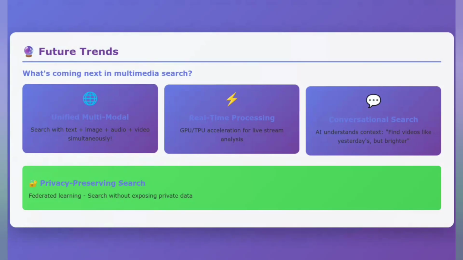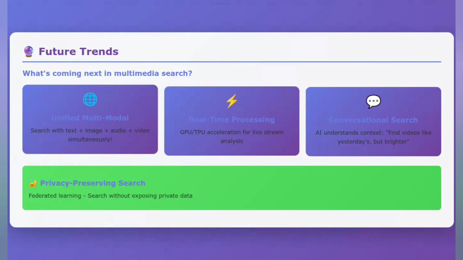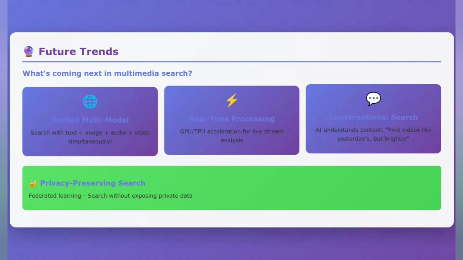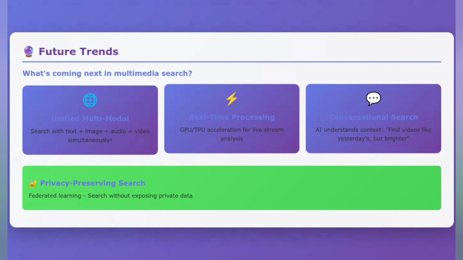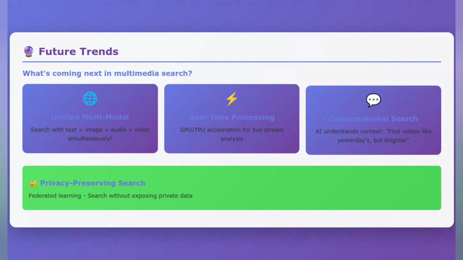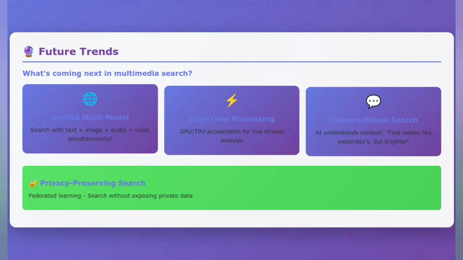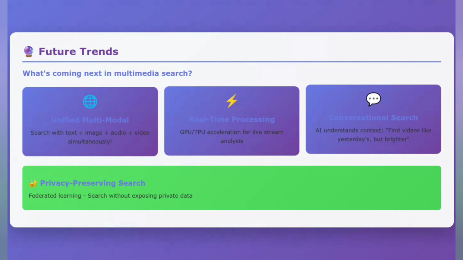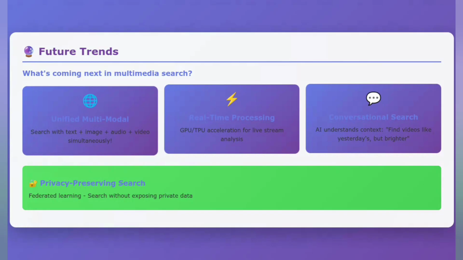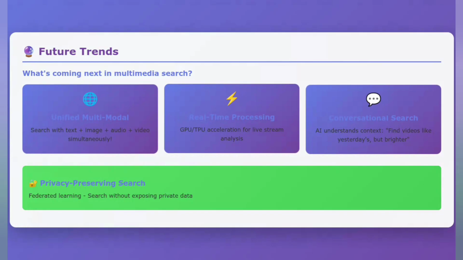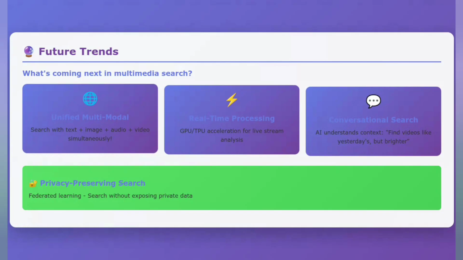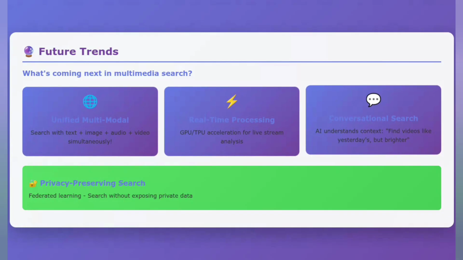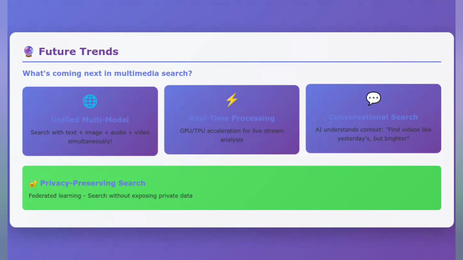What's coming next in multimedia search? The future is incredibly exciting. Unified multimodal search. Imagine searching with a combination of text, image, audio, and video all at once. Real-time processing. GPU and TPU acceleration are making real-time video analysis possible for live streams. Conversational search. AI assistants that understand context, like "find me videos like the one we discussed yesterday, but with better lighting." Privacy-preserving search. Federated learning allows searching without exposing your private data.